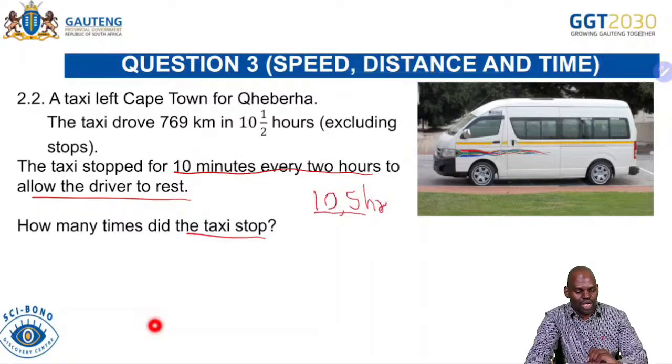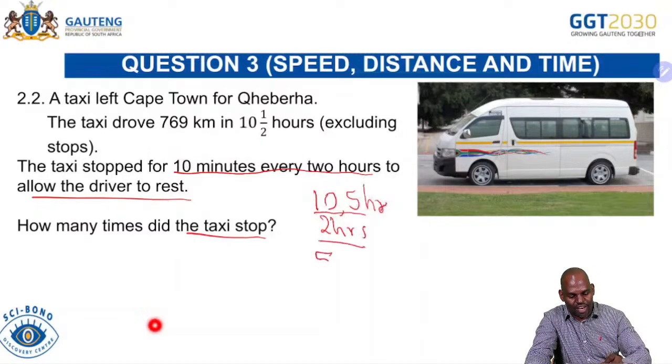Okay, so for 10.5, remember, they have to rest every 2 hours. So if you take 10.5 and divide it by 2 hours, that will be about 5 times. This will give us 5.25.